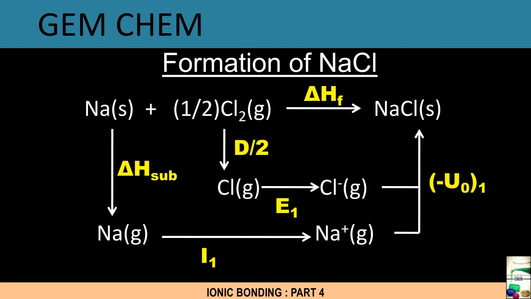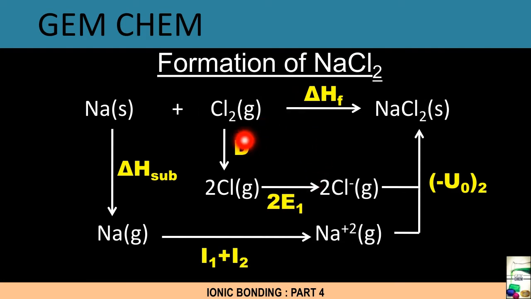Now we are going to see the formation of NaCl2. What happens here? Here there are two changes: the dissociation energy is D because two chlorines are needed, and here we require two ionization energies so that it becomes Na2+. Now these two combine to give us NaCl2, and here the opposite of lattice energy is minus U02.